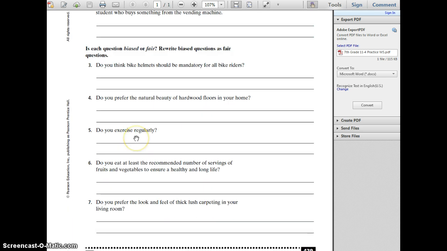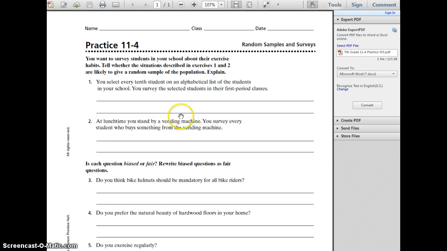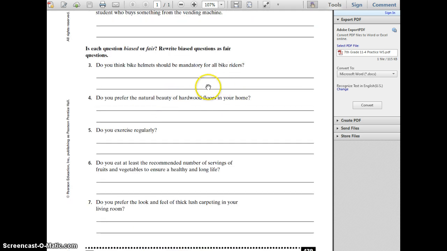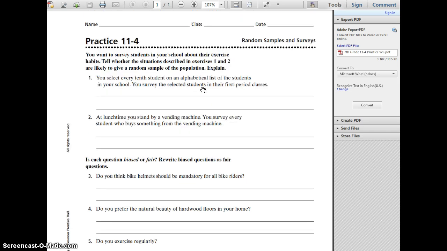Just 7 problems here, talking about bias and fair questions, and random samples in number 1 and number 2. Please, I understand there is not a whole lot of numbers involved here. Please explain your answers thoroughly, because this could be a very quick assignment if you just put yes or no answers. So please explain your answers to give me a little bit clearer idea that you understand the material.